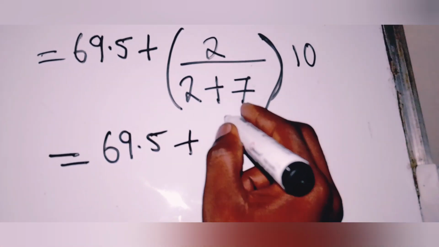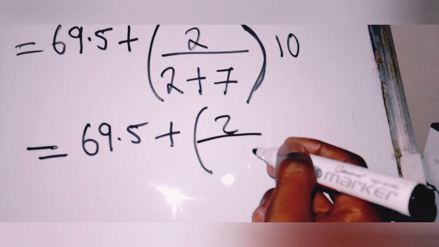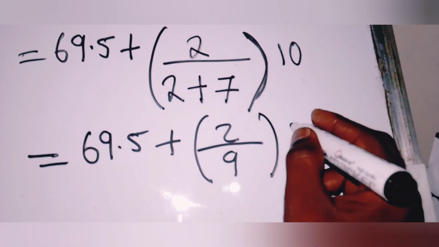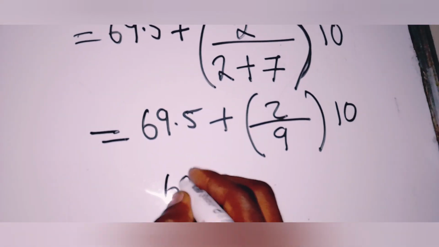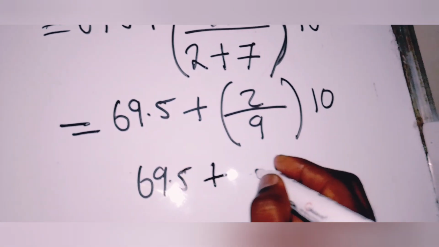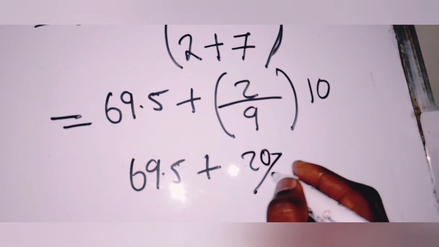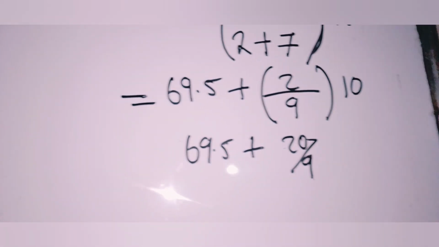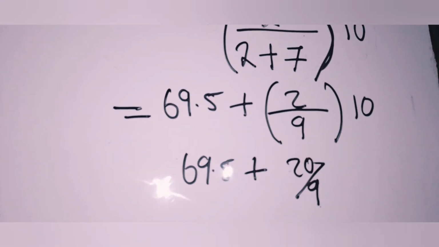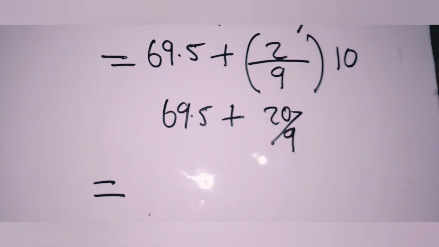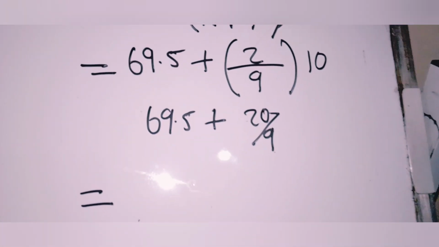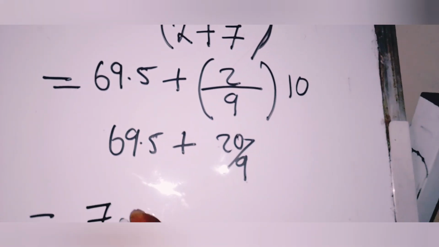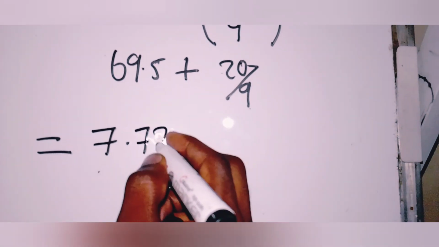69.5 plus, let's deal with what is in the bracket. It is going to give us 2 over 9, and then here there is 10, so 69.5 plus 20 over 9, right? This is over 1, and then a common denominator of 9. To not waste much time, you just have to use a calculator, which has given us 71.72.